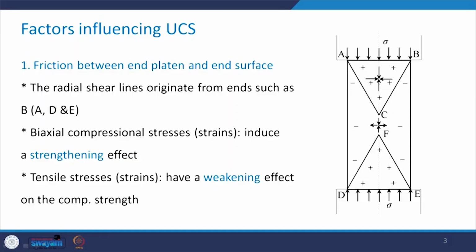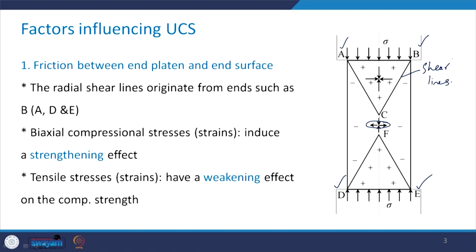So, see what happens because of this is that you have the radial lines which originate from these ends A, B, then D and E. These are called radial shear lines. And so what happens, because you have the biaxial compressive stresses or strains, these induce a strengthening effect in the specimen, while the tensile stress here along one axis has a weakening effect on the compressive strength.